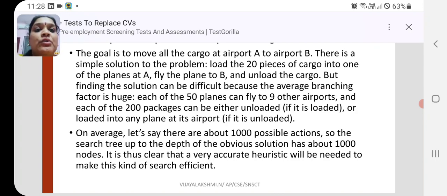For our betterment, we can move to a heuristic kind of search. So let me continue with the next video to proceed to find the solution for this particular problem. Thank you.